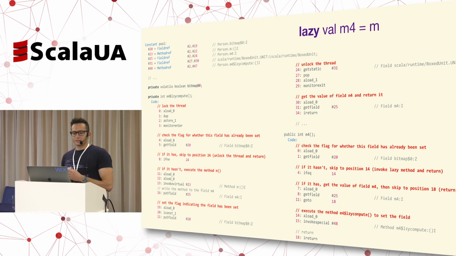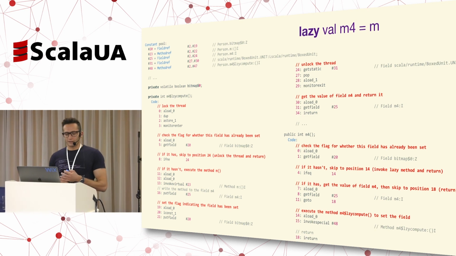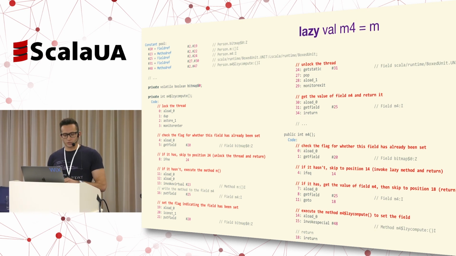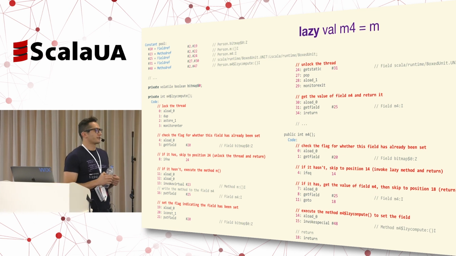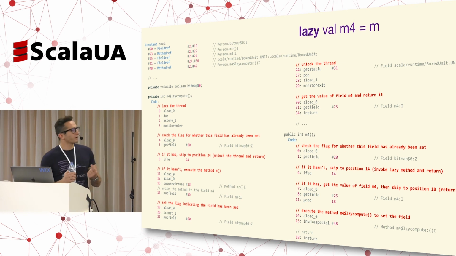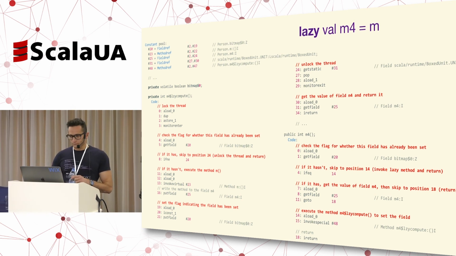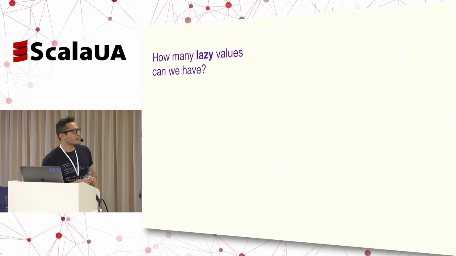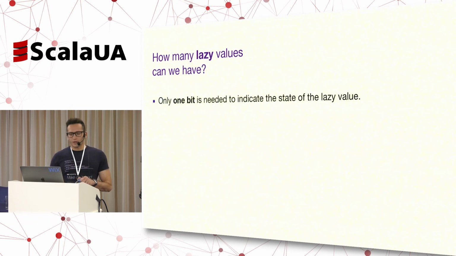To be thread safe, the lazy compute method uses the monitorenter, monitorexit pair of instructions. And the method remains effective since we only run it during initialization once. So even if we have to lock it, we only lock it once. And an interesting question is how many lazy values can we have in our class? So we know that only one bit is needed to indicate the state of the lazy value. But what happens if we have more than one lazy?